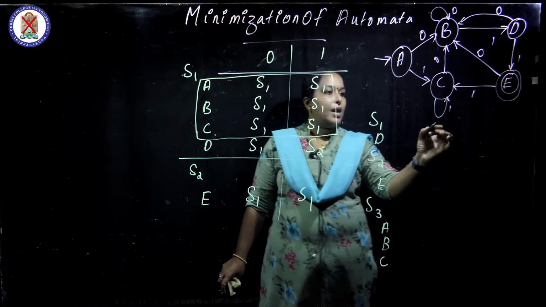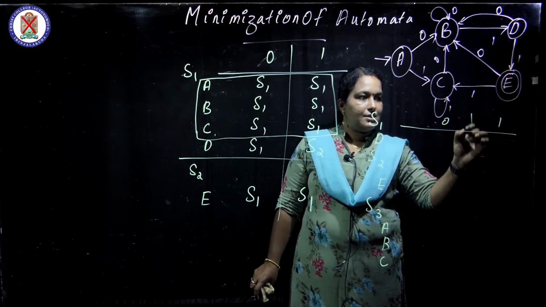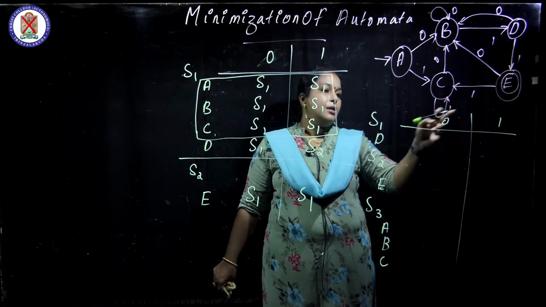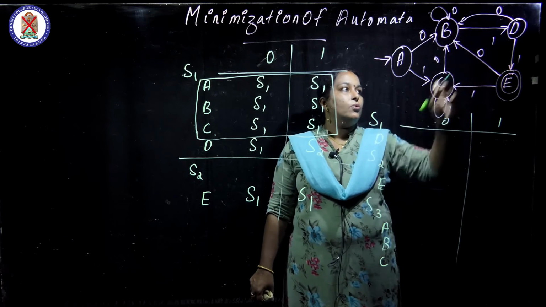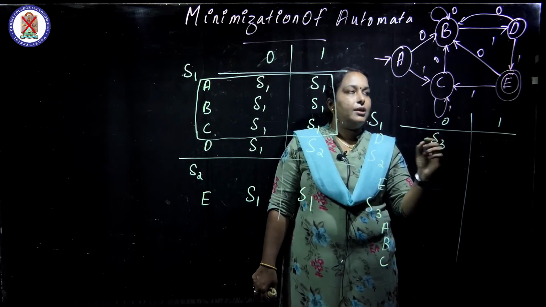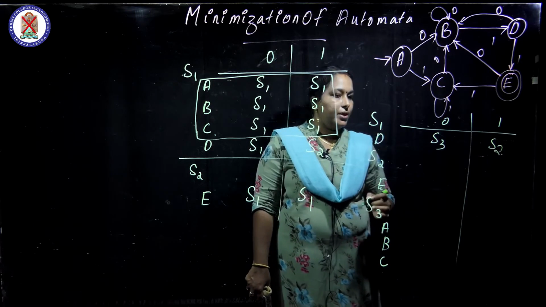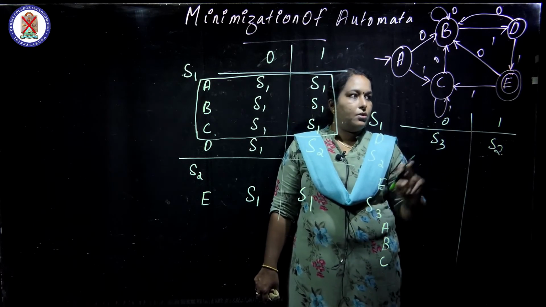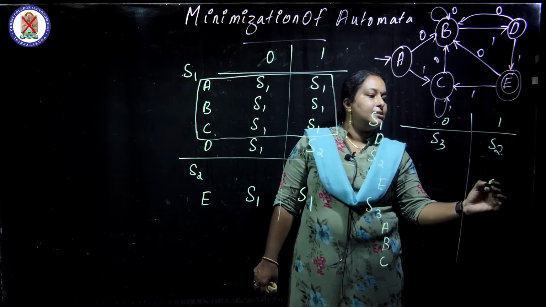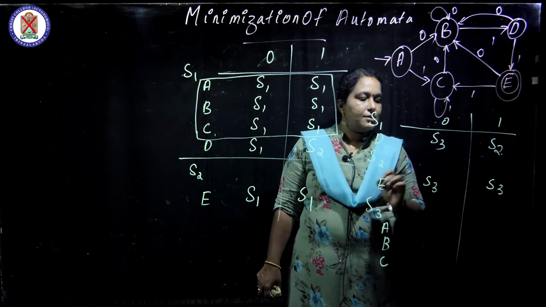Okay, so you write for 0 and 1. Don't be confused. You look into the sets and then write it. So D on 0 goes to B. B is in set S3. D on 1 goes to E. E is in the set S2. Then E on 1 goes to C. C is in the set S3, and E on 0 goes to B. B is also in the set S3.